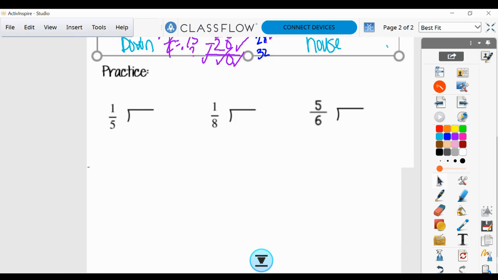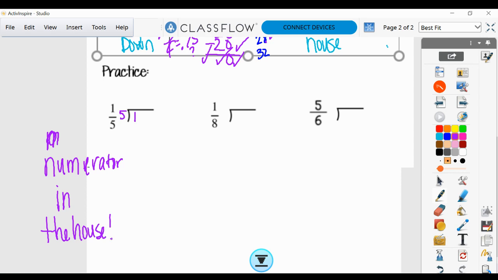Okay. All right, let's practice. So we've got 1/5. So I'm going to put 5 on the outside, and my 1, my numerator, goes in the house. Don't forget, numerator in the house. Okay? All right, so I can't put 5 into 1, so I'm going to put my decimal, and I'm going to bring my decimal right above, like a straight line above. You don't need to draw a line like that, but straight above.